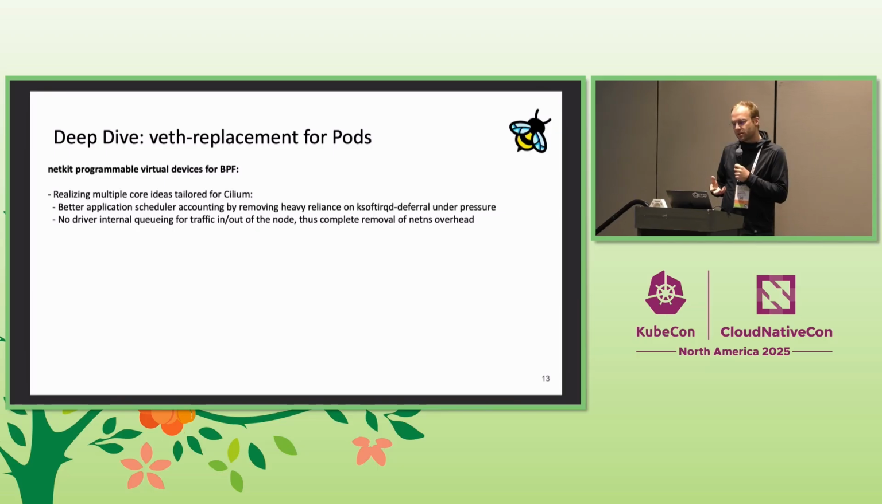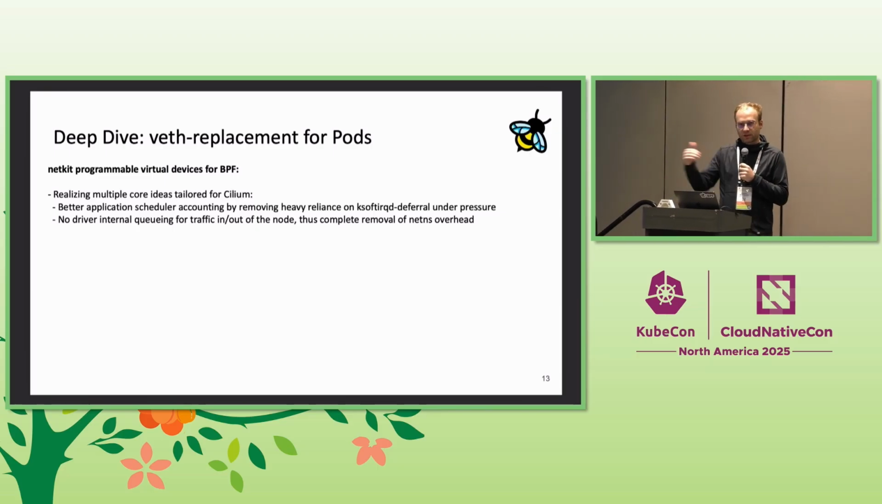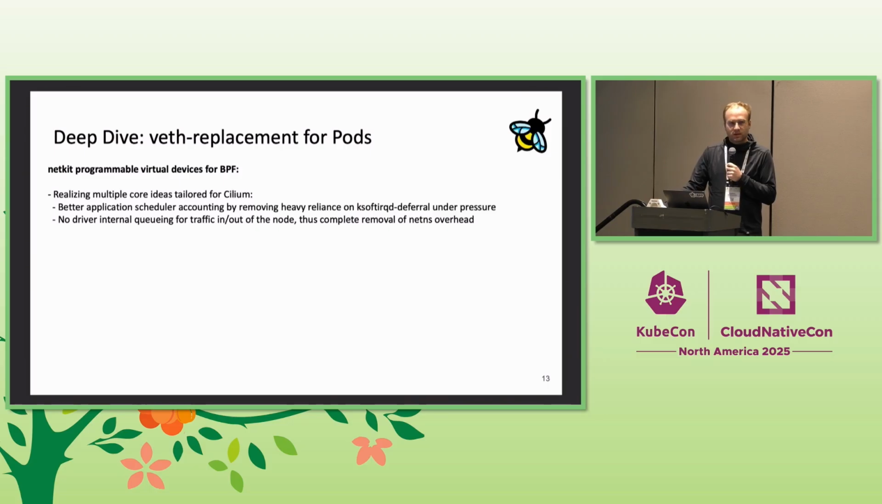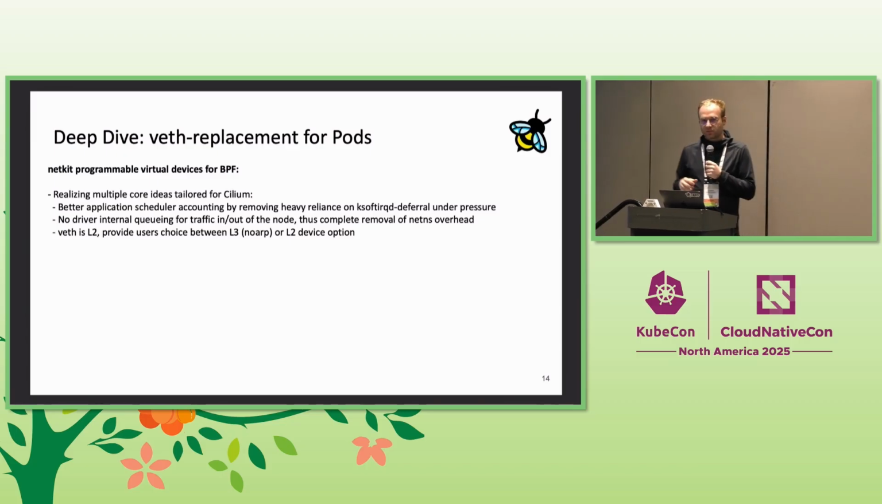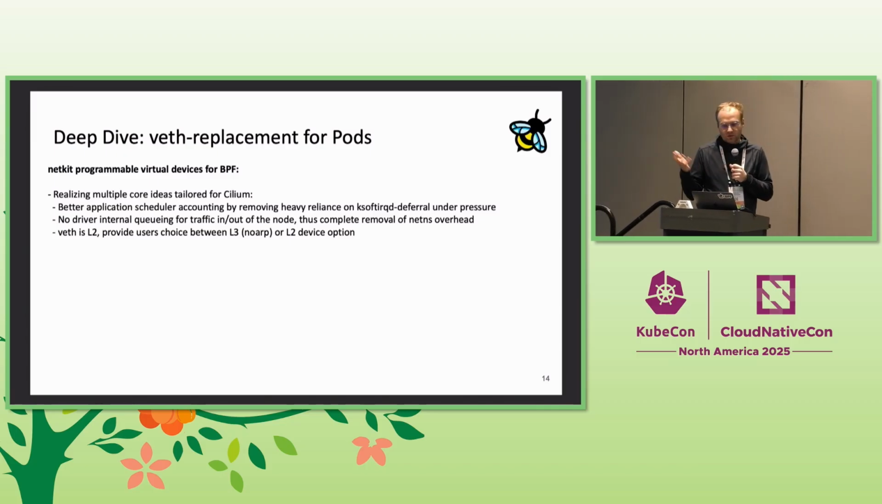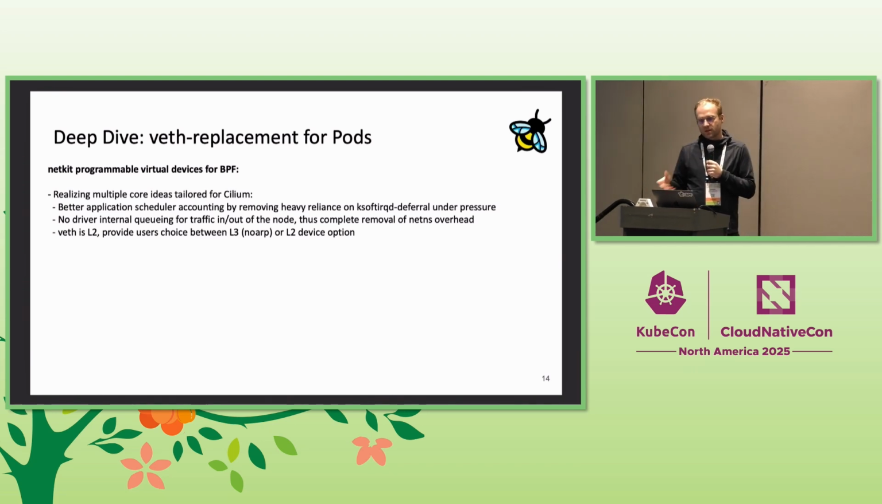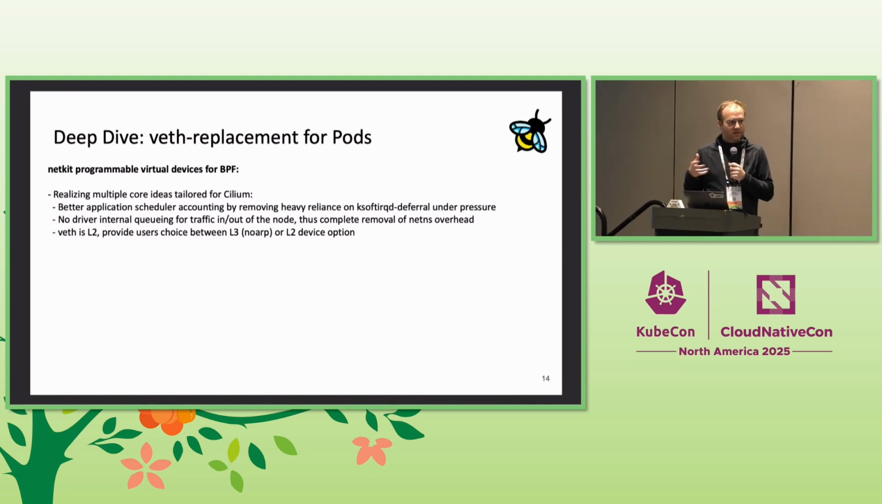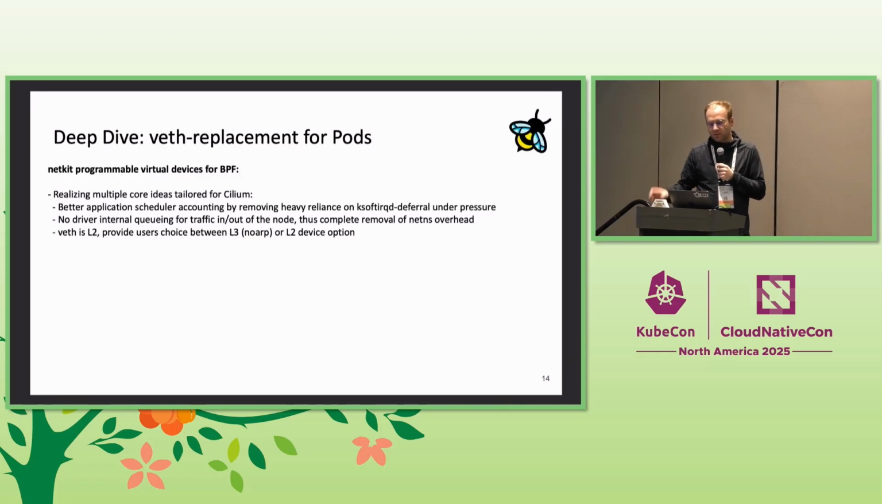So in getting rid of this internal queuing mechanism for traffic that's going in and out of the node, we can therefore also remove the NetNS overhead. So the other idea that we had was, okay, the veth device is an L2 device, but we actually want to provide the choice for users. So you can have an L3 device, that is the default case when you run Cilium together with netkit, or you can also have an L2 device if you want to use it as a direct replacement.